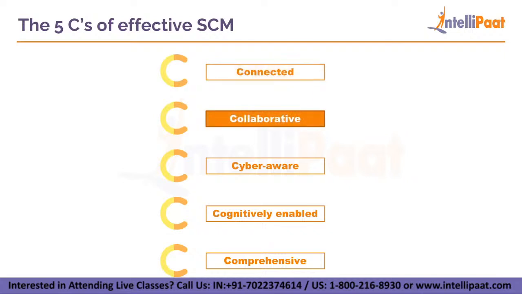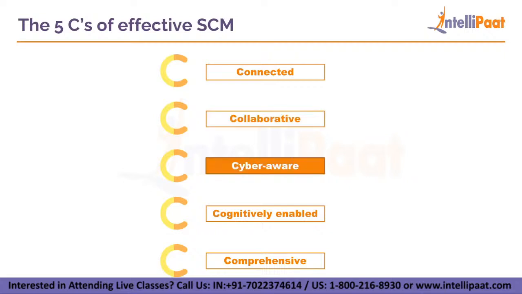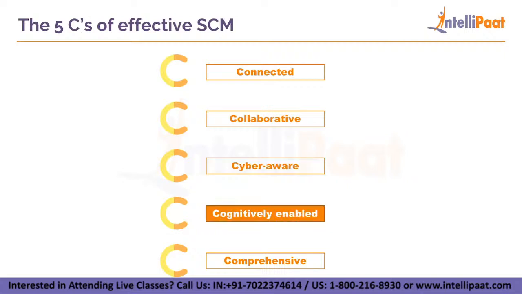After this, we have the second C, which is collaborative. In this, improving collaboration with suppliers increasingly means the use of cloud based commerce networks to enable multi enterprise collaboration and engagement. Next up, we have cyber aware. The supply chain must harden its systems and protect them from cyber intrusions and hacks, which should be an enterprise wide concern.